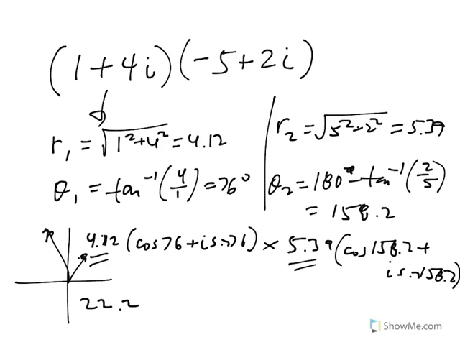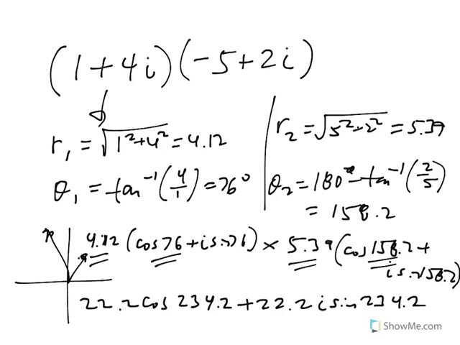And the angle is going to be the sum of 76 plus 158.2, which is 234.2. This one I'm going to put the r in front of, I'm going to distribute it through. And that's actually the answer in polar form. But they want the answer in rectangular form.